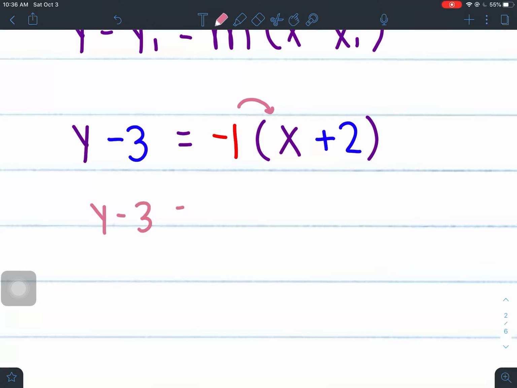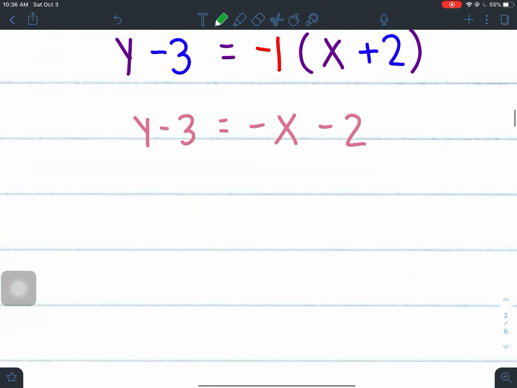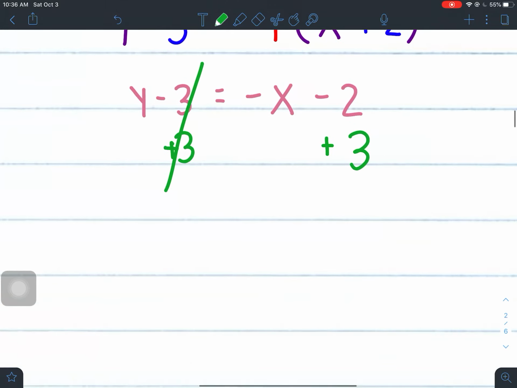We have y minus 3 equals -1 times x is gonna be -1x, but I'm just gonna put -x. You can put a 1 there if you want to, if it helps you, that's perfectly fine. And then -1 times 2 is gonna give me -2. My next step here is I'm going to get y by itself by adding 3 to both sides. Those 3's cancel, and so we have y equals -x, -2 plus 3 is going to give us +1.